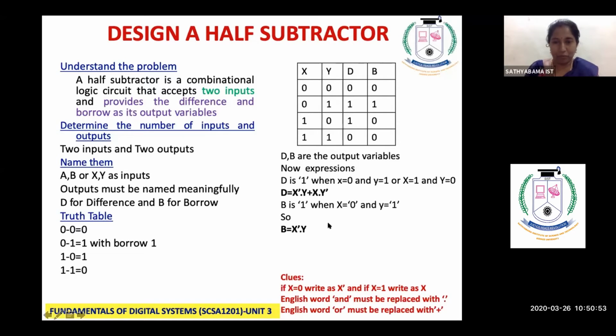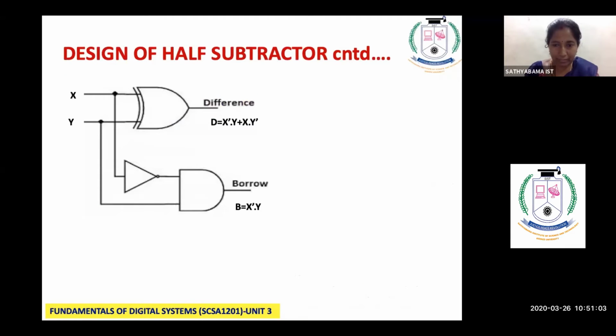Okay, fine. So now I think you have all understood D is nothing but X XORed with Y, and B, we cannot do anything, it is X dash dot Y. So I am going to the next slide. You see here, X and Y are the two inputs. So for difference, what did I say? We can put it as an XOR gate. So I have connected an XOR gate. And then here, it is X dash Y.